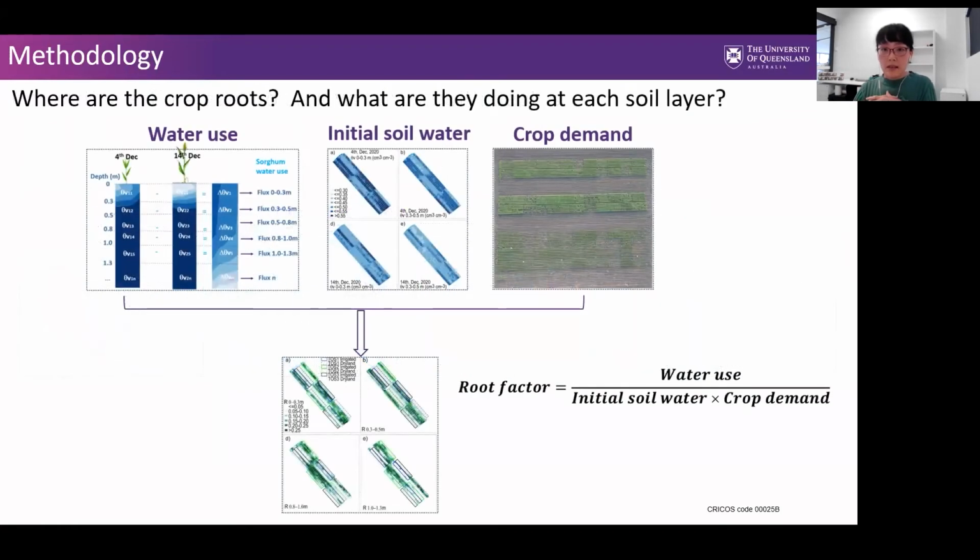In addition, a root factor was also calculated in this study to represent the presence of roots with soil depths. This considered the crop water use and initial soil moisture content predicted from the EM approach, and the crop water demand represented by the NDVI values derived from the satellite imagery in the EM sowing period.